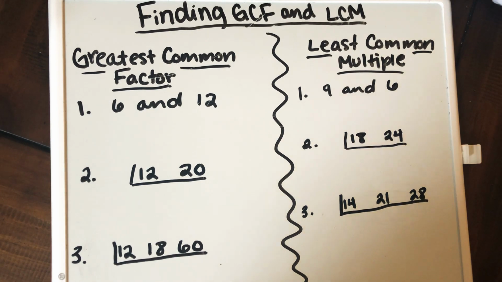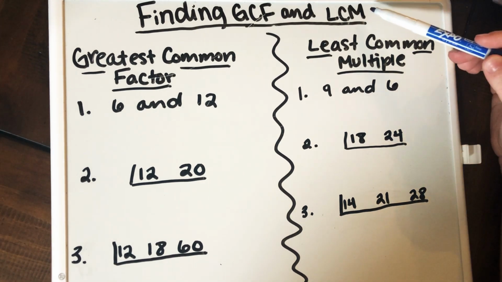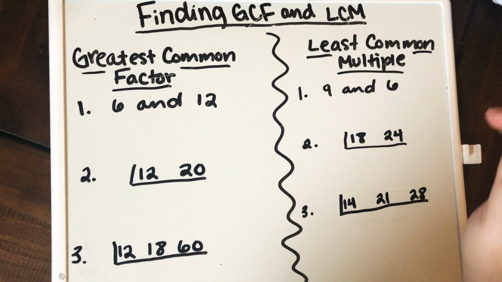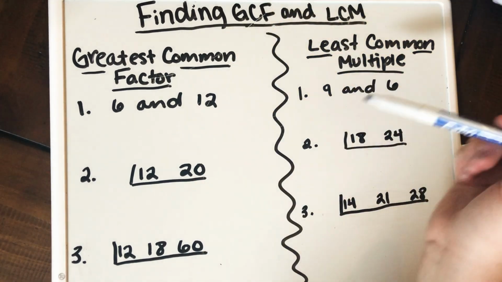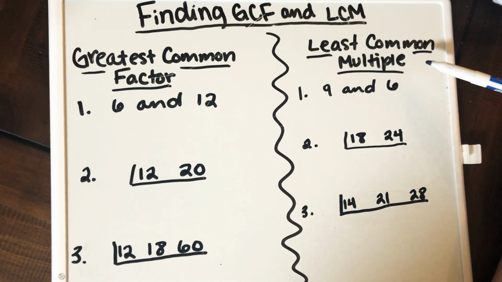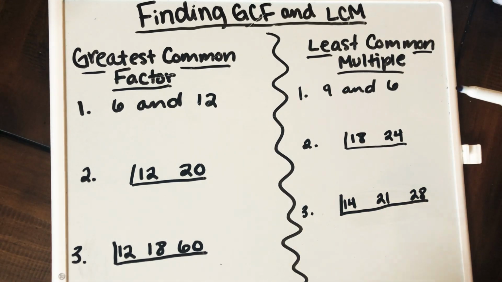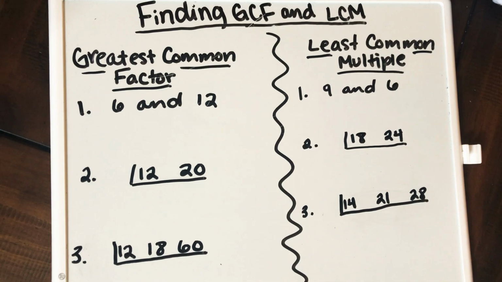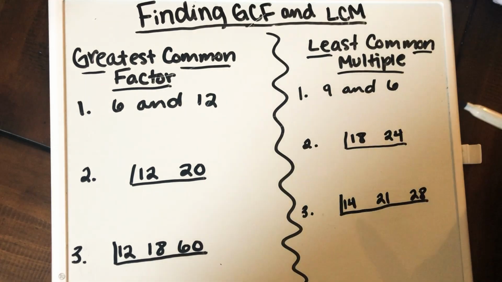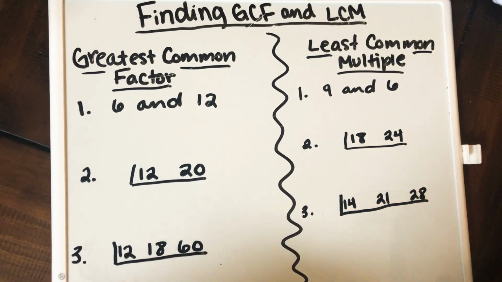So today we are finding GCF and LCM. So you can kind of see, GCF stands for the greatest common factor and LCM stands for least common multiple. So if you filled in your notes yesterday like you were supposed to, you should have seen a couple things talking about factors and multiples when we were talking about prime and composite numbers.